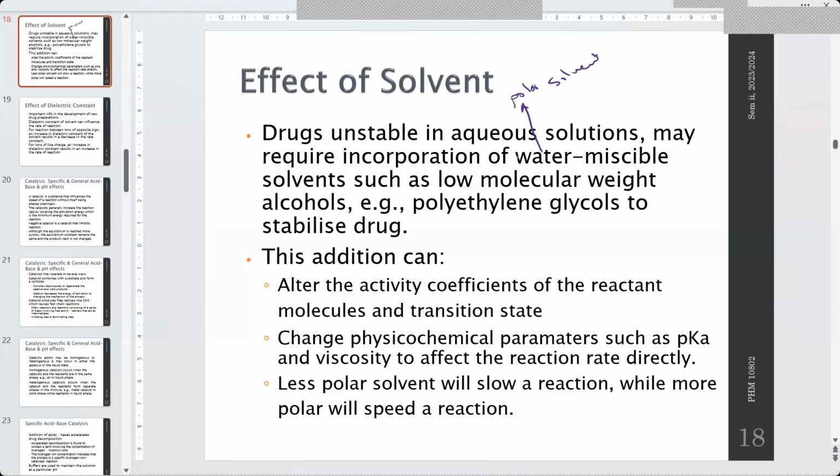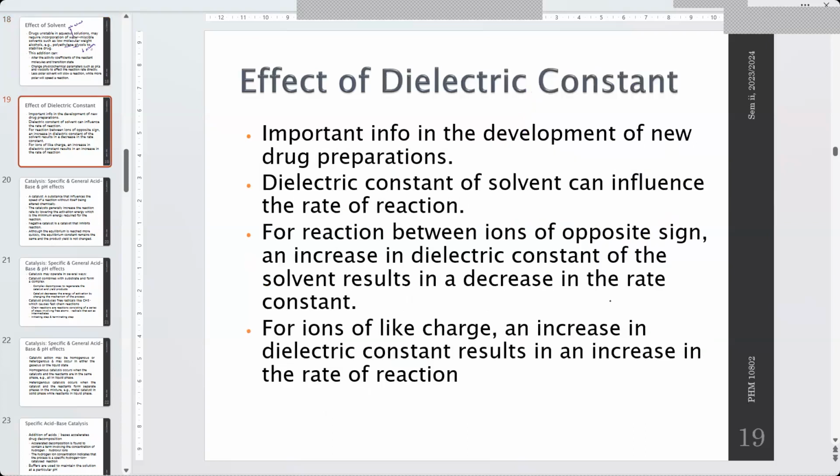Okay, and these substances are less polar compared to water. So if you mix them with water, they will reduce the polarity. Okay, what is the parameter that can determine the polarity of the substance? We call it dielectric constant. So if the dielectric constant is high, then the polarity will be higher.